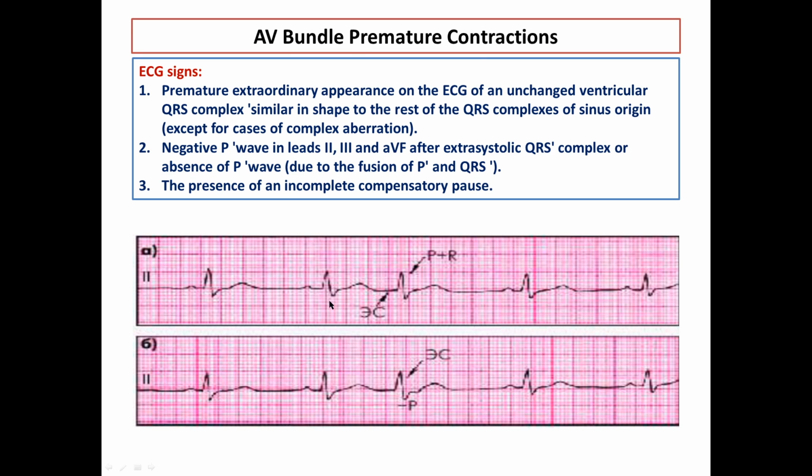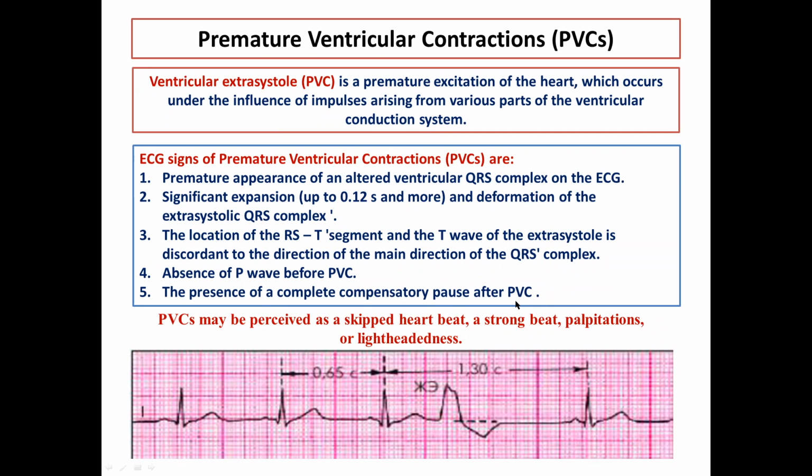You see normal beating interrupted by premature beating, premature contraction, and there is no P wave, but after the extrasystolic complex you see an incomplete compensatory pause. Next is premature ventricular contraction.